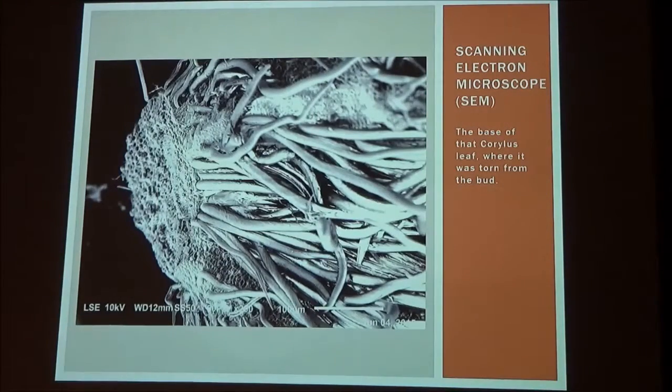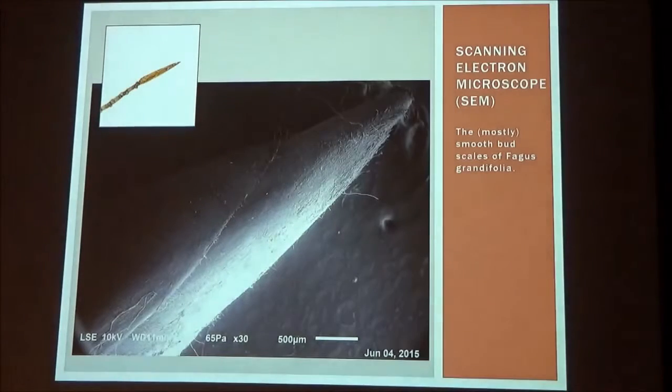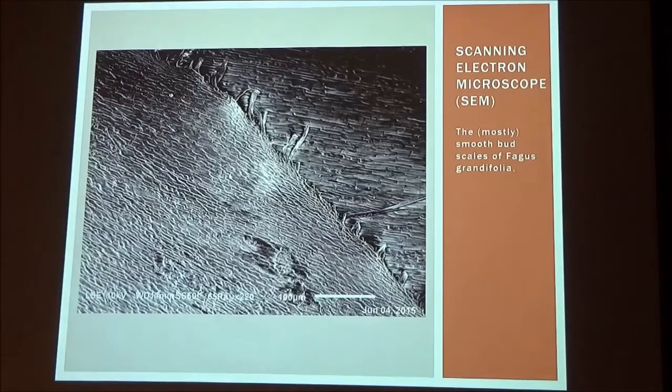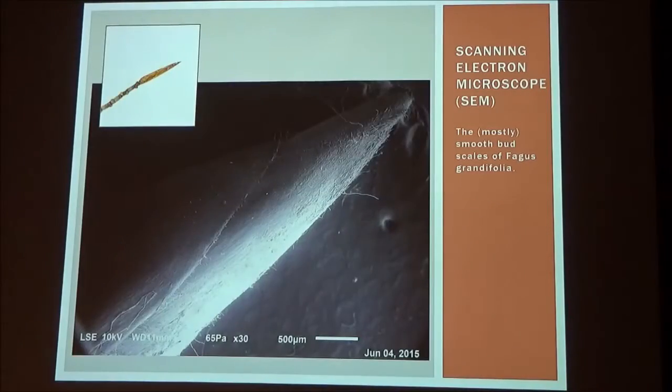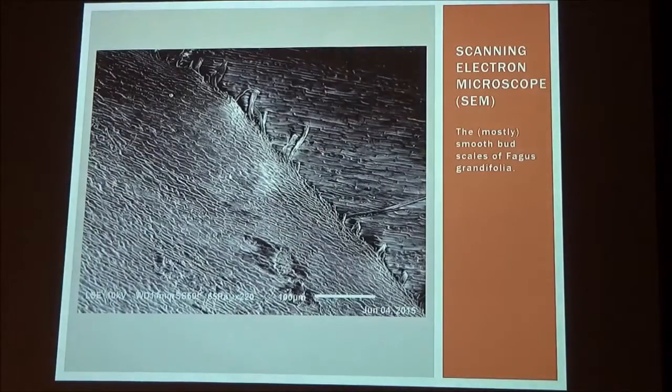And this is looking at a different species, Fagus grandifolia, and you can see it's so much smoother. We've got a little bit of pubescence going on, but clearly a lot of variation between species. And their scales are just these smooth, hard scales. I'm sure you all have seen beech buds. Well, there's a picture back there. But the smooth cigar-shaped buds, you can tell that they're smooth under this microscope.